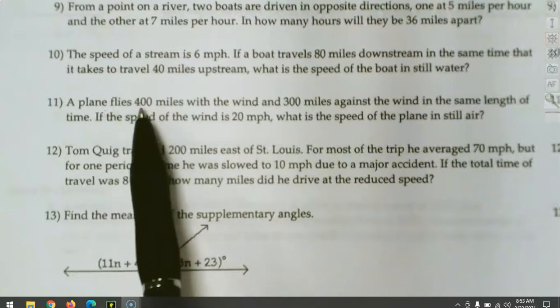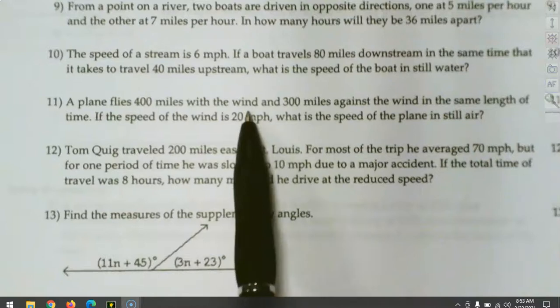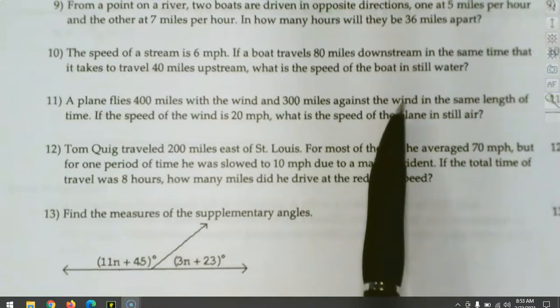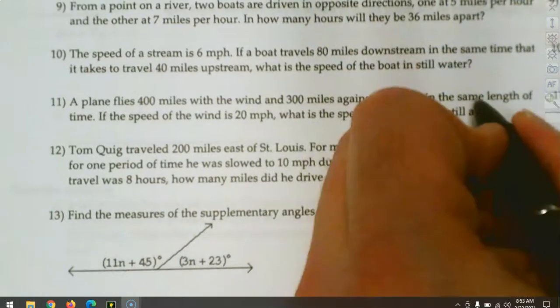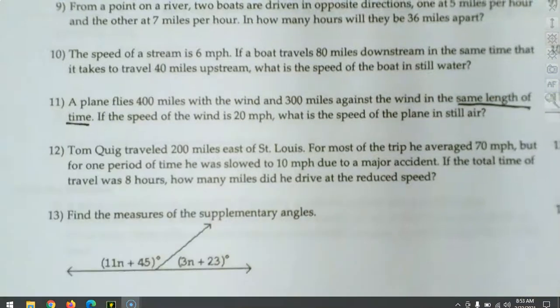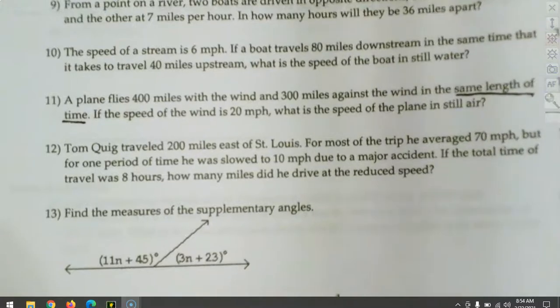So question 11. A plane flies 400 miles with the wind and 300 miles against the wind in the same length of time. So very, very important: same length of time. So it's going to be set up almost exactly as the last one. The speed of the wind is 20 miles an hour. And what is the speed of the airplane?